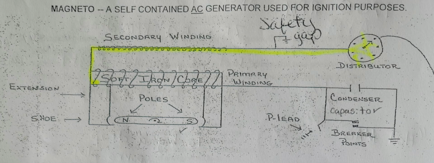What happens when the primary breaker points open in a magneto? Stops the flow of current in the primary coil. The primary coil's magnetic field collapses. The magnetic flux lines around the secondary coil winding induce a pulse of high voltage current that is needed to fire the spark plugs.